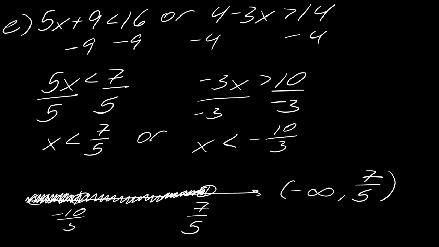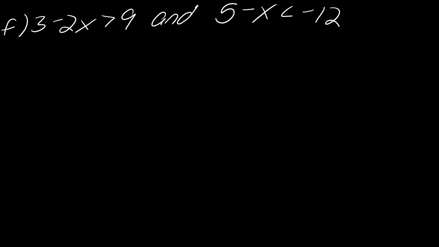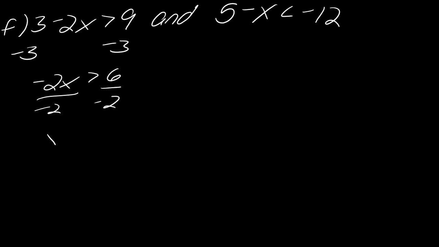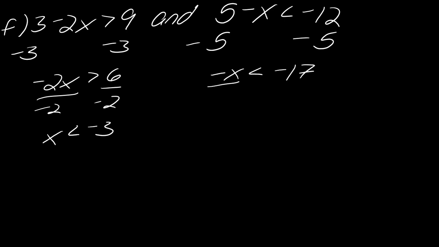Okay, and so for the final one, for f, first I'm going to subtract 3, so I get negative 2x is greater than 6. And then I'll divide both sides by negative 2, and since I divided by a negative, I have to flip the direction of the inequality, so I get x is less than negative 3. And then for this other one, I'm going to subtract off the 5 first, so I get negative x is less than negative 17. Divide both sides by negative 1. Again, I divided by a negative, so I need to flip, so this becomes x is greater than 18, and this is once again an and.